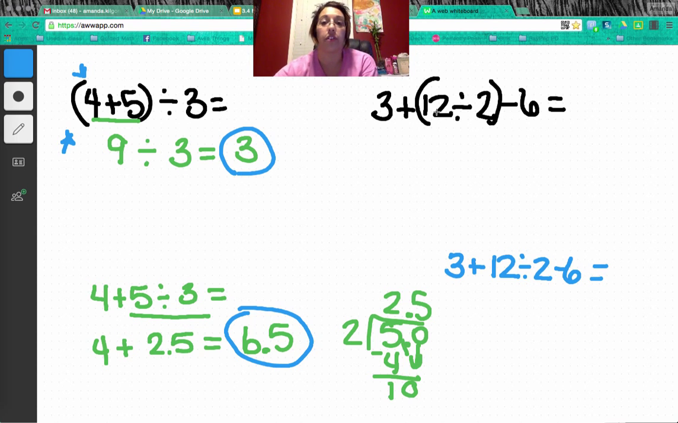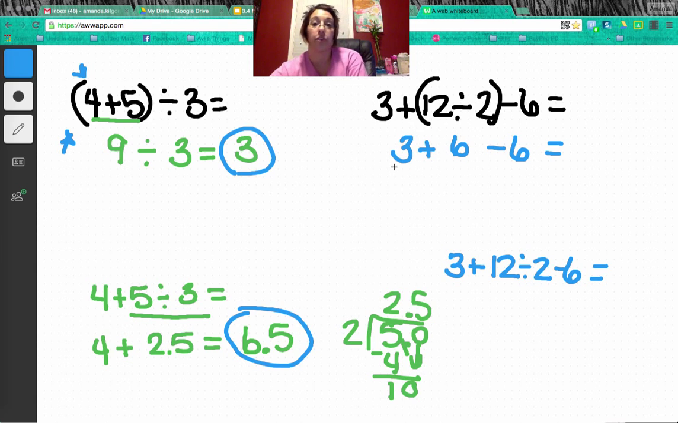And we'll work both and see what we get. So 12 divided by 2 is 6. Copy down the rest. Order of operations, it's addition and subtraction, so we go left to right. 3 plus 6 is 9. Copy down the rest, and our answer is 3.